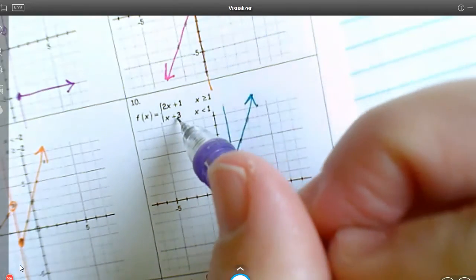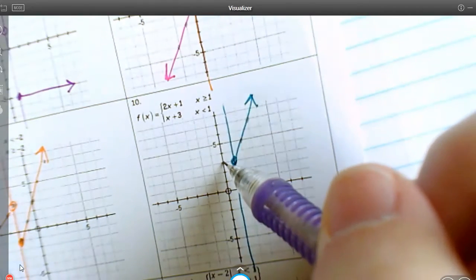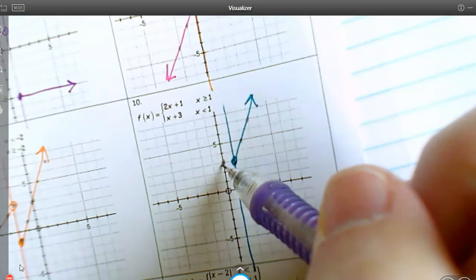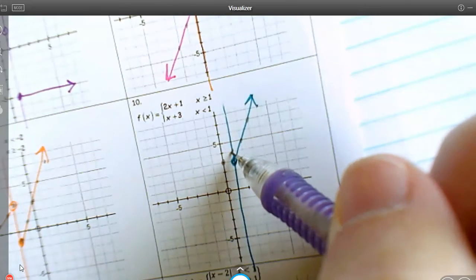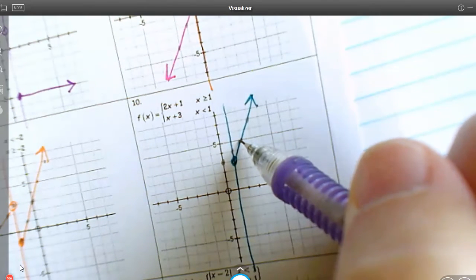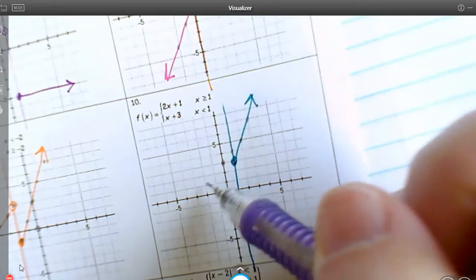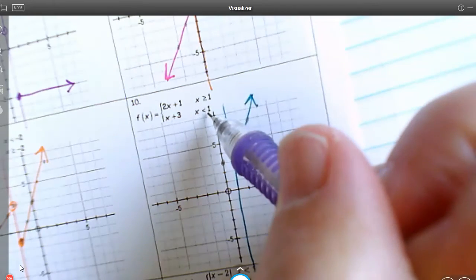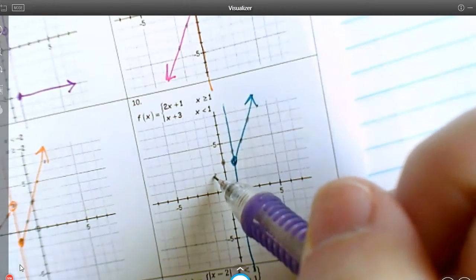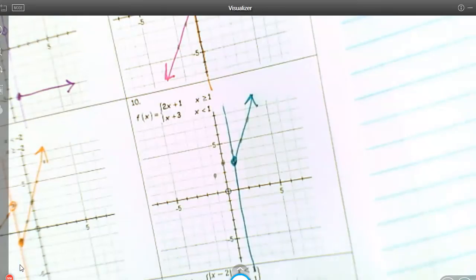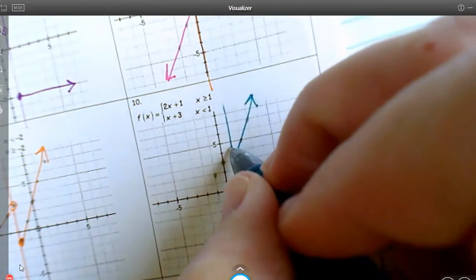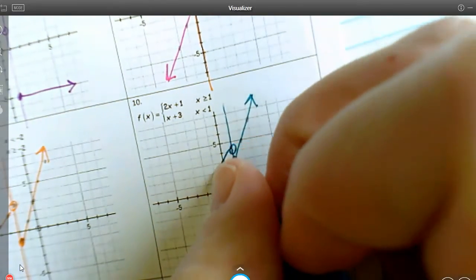Alright, and then the next one says x plus 3, so I go up to 3. Slope is 1, so up 1 over 1. Up 1 over 1. I can keep going that way, but honestly I need to come down this way a little bit more because I know it's on the less side. Alright. Not equal to, so there'll be an open circle, and then we just come back this way.